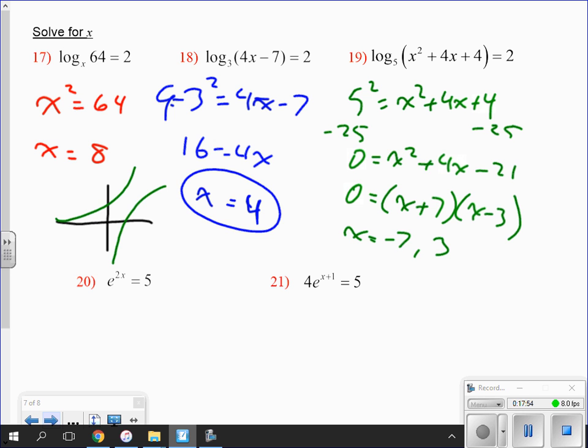Will they work in the original problem? The 3 will, and the negative 7 will too, because when I take negative 7 and square it, I get 49. And then minus 28, it's still positive. So both of those will work, but you do need to check.